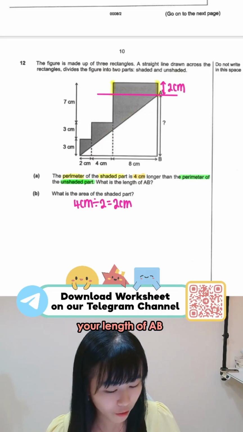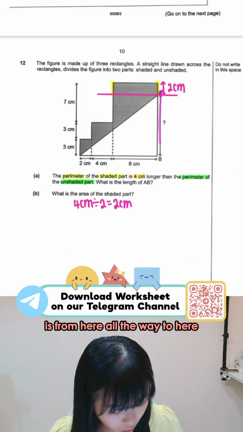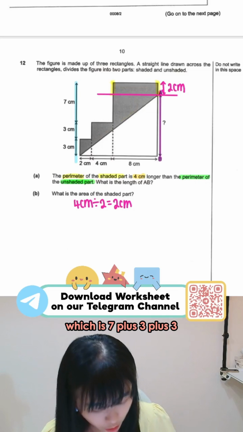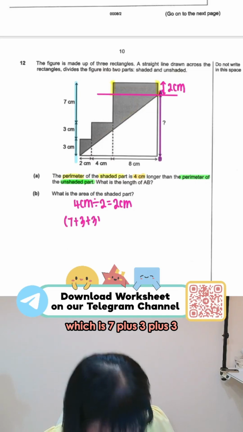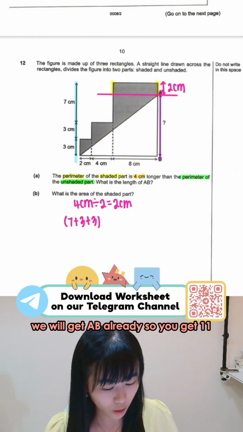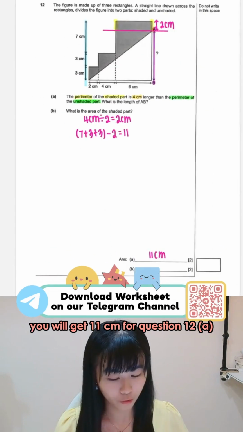Your length of AB is from here all the way to here. We are going to add up this entire length, which is 7 plus 3 plus 3. And then we are just going to minus away this little 2 here. We will get AB already. So you get 11. You will get 11 cm for question 12A.